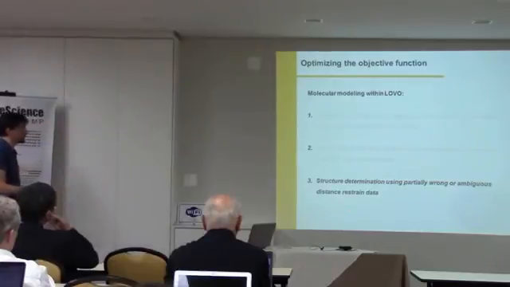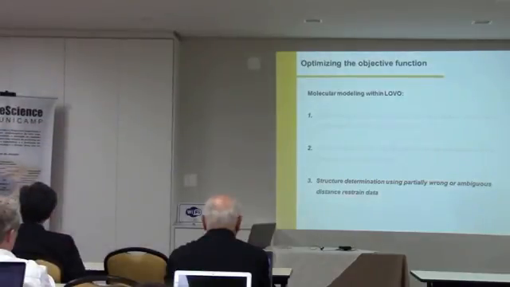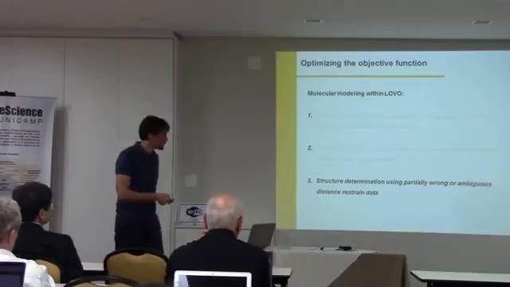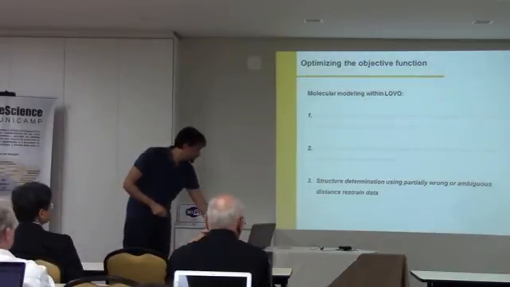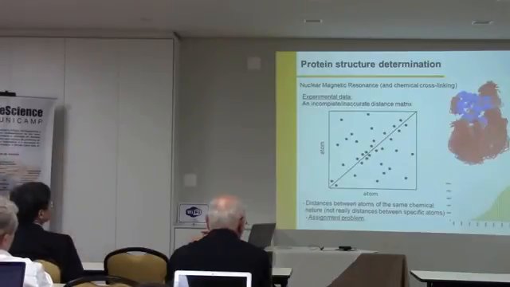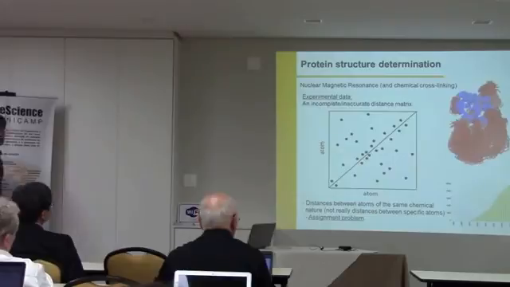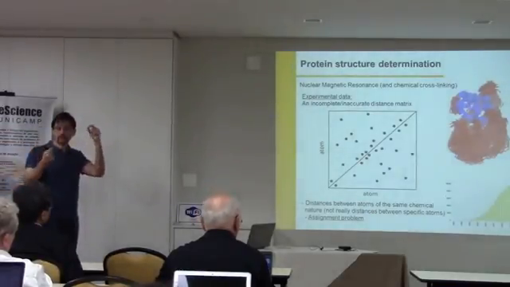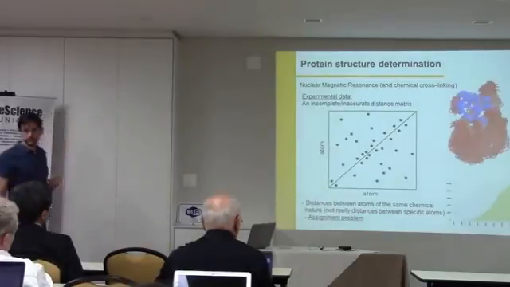Finally, the third problem that we are dealing with, which can also be thought of in terms of concurrent value optimization problems, is structure determination using partially wrong or ambiguous distance restraint data. What does that mean? We have experimental techniques that provide us information about distances between atoms in our proteins.